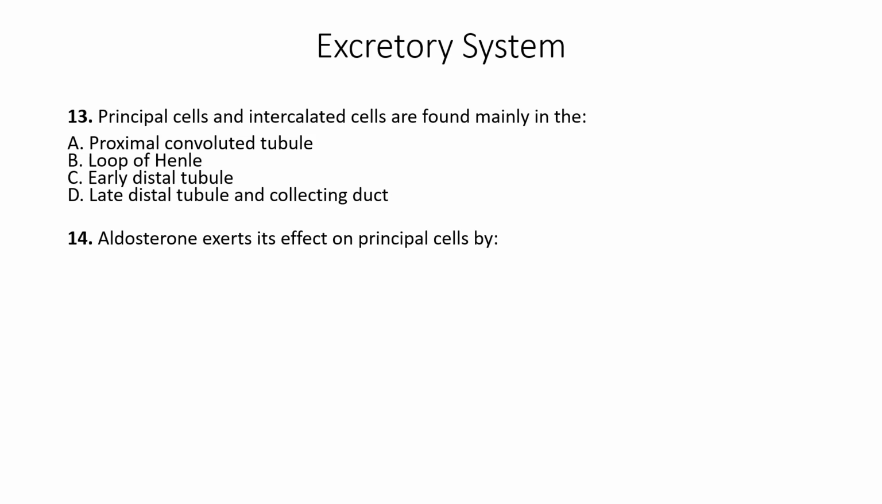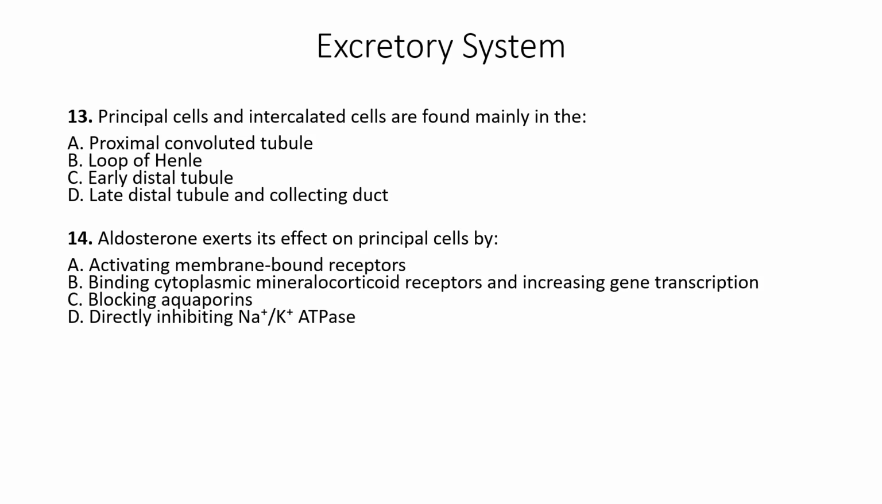So okay, we have one question here, which is aldosterone. If you guys remember aldosterone, where it's secreted from, and then the renin, angiotensin, aldosterone, RAS system, right? It's very important. So it exerts its effects on principal cells by which of these processes? So there's an impact at the molecular level.